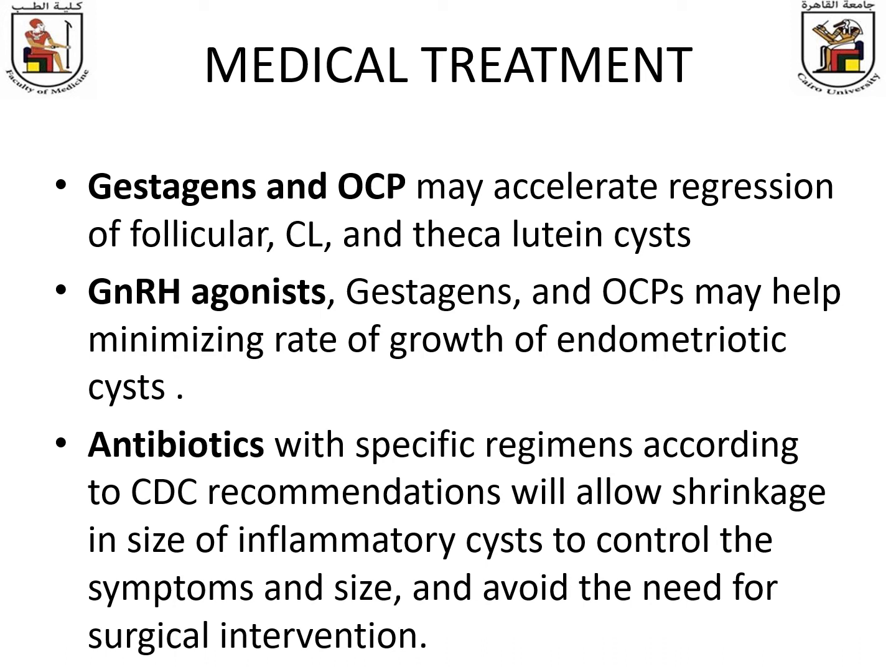GnRH agonists, gestogens, and oral contraceptive pills may also help minimize the rate of growth of endometriotic cysts by inducing a state of artificial menopause, resulting in atrophy of the endometriotic deposits in the pelvis and shrinking in the size of the endometriotic cysts. Antibiotics, of course, are the treatment of first choice for patients with tubo-ovarian abscesses. So if you have an inflammatory cyst or ovarian abscess, then antibiotics and surgical drainage may also be an option.